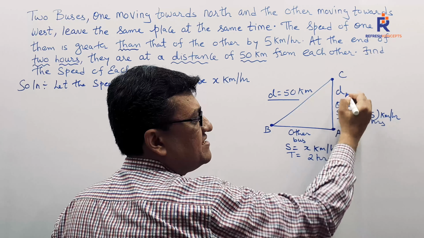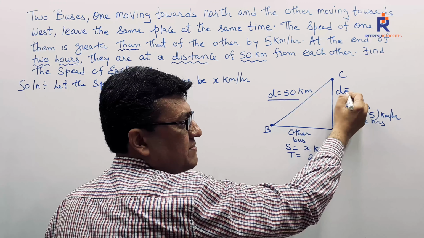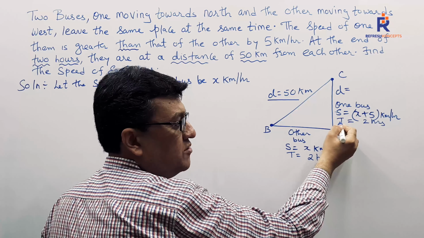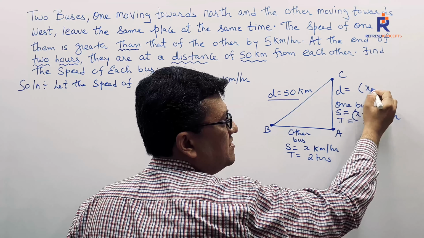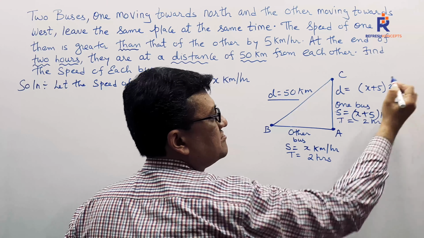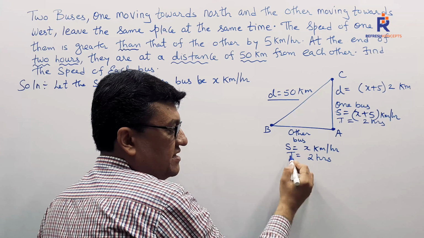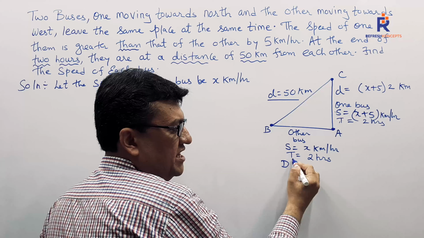So what is distance? Distance is nothing but speed into time. Distance is nothing but speed into time as per the formula. So speed into time is the distance in kilometers for one bus. Likewise, distance is speed into time.